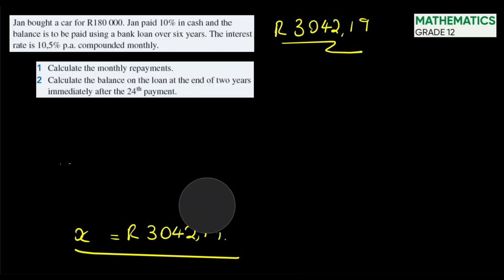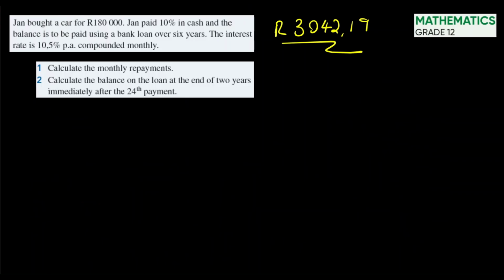So in the next question, which is number 2, we're asked to calculate the outstanding balance, the OB, at the end of 2 years, immediately after the 24th payment. 2 years, 24th payment. It seems like a contradicting statement, but over 2 years, how many months are there? There are 24 months, because it's 2 by 12, which would be 24 months, or you can just take it at face value and say it's 24 months based on the 24th payment.